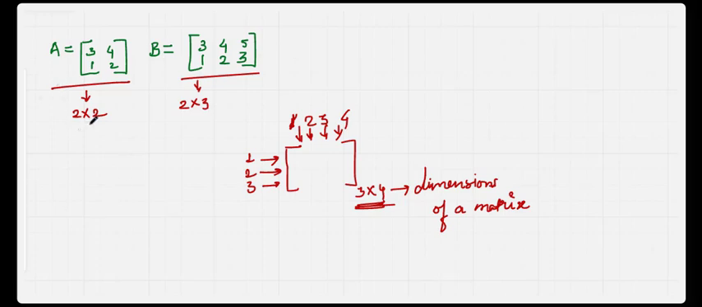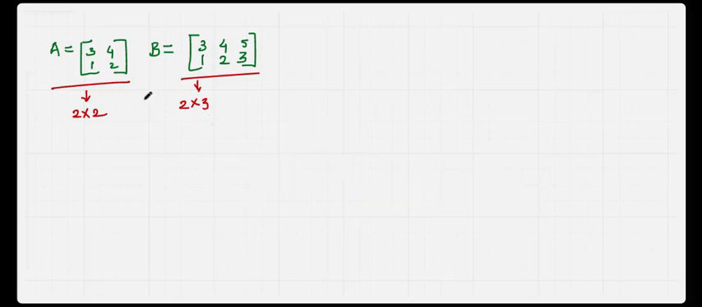Now here I have a 2 cross 2 matrix. Here I have a 2 cross 3 matrix. Now how will the multiplication happen for them? So we have here A, we have here B. Now how do we multiply?